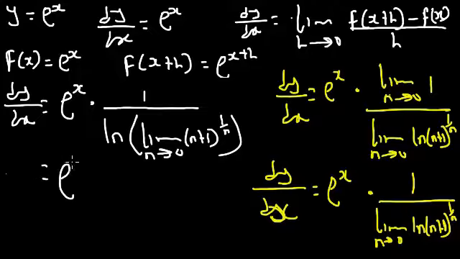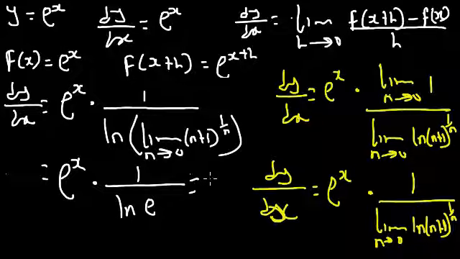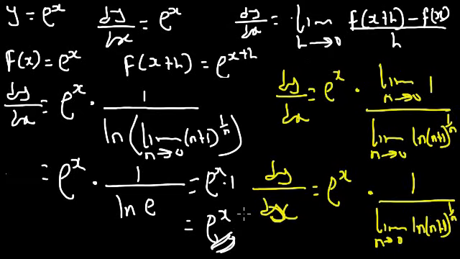Now everything we have within this big parenthesis is nothing but e. And so therefore we have e to the power of x multiplied by 1 divided by ln e. And ln e, don't forget, is simply 1. We said that earlier. And finally we have e to the power of x times 1, which is still e to the power of x. And this is how the derivative of e to the power of x is gotten to be e to the power of x.